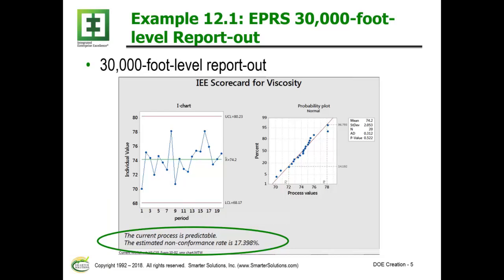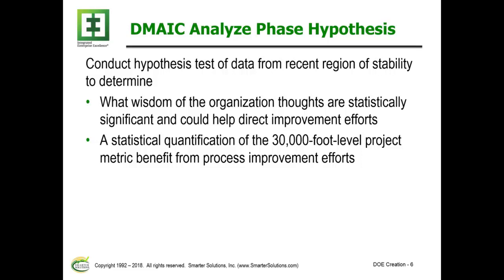Within the make overall project execution process, we're really looking at improving a metric. That's what we focus on in the integrated enterprise excellence approach. The non-conformance rate in this example is not performing as well as we like, so that metric pulls for project creation. We can then do various hypothesis tests using the region of stability. Wisdom of the organization inputs can help us determine what we're going to look at. We also can look at the 30,000 foot level transition because of an improvement that we've made. And we're going to be focusing again on design of experiments.